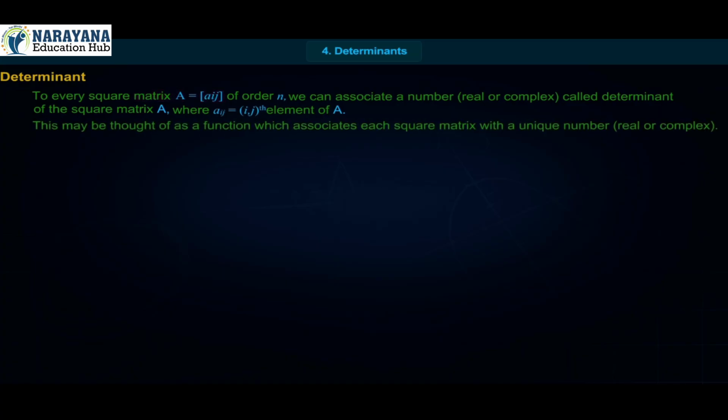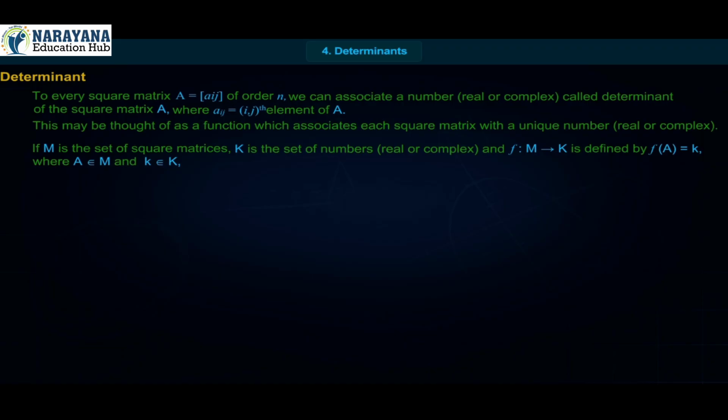This may be thought of as a function which associates each square matrix with a unique number that is real or complex. If M is the set of square matrices, K is the set of numbers that are real or complex, and f from M to K is defined by f(A) = k, where A belongs to M and k belongs to K, then f(A) is called the determinant of A.